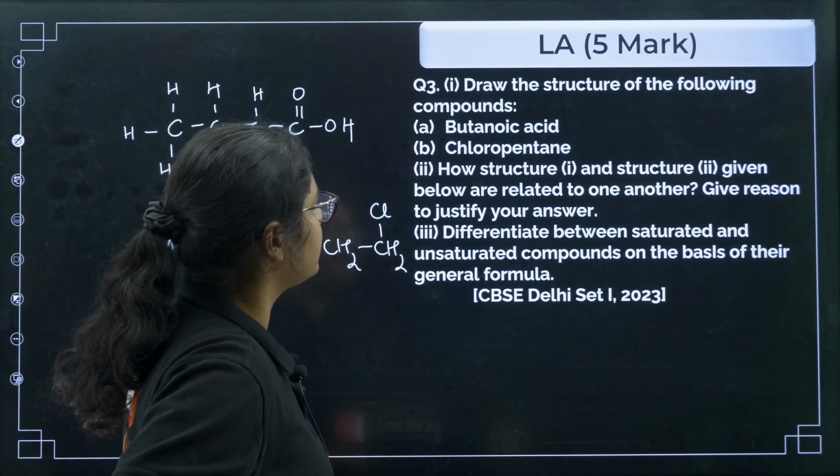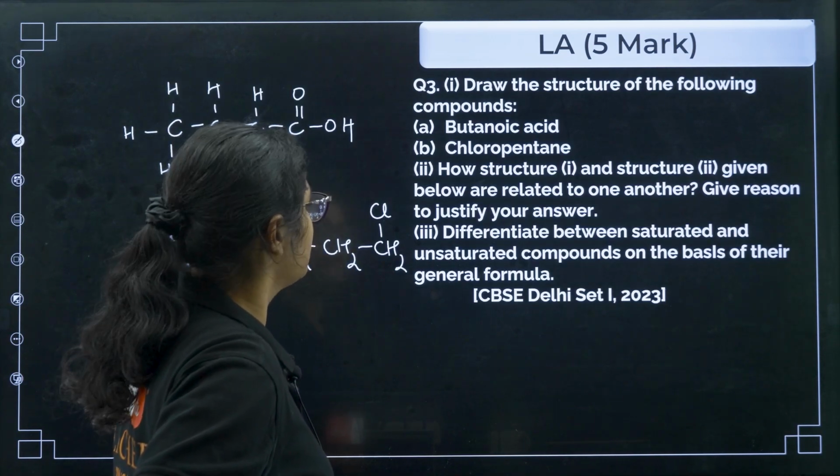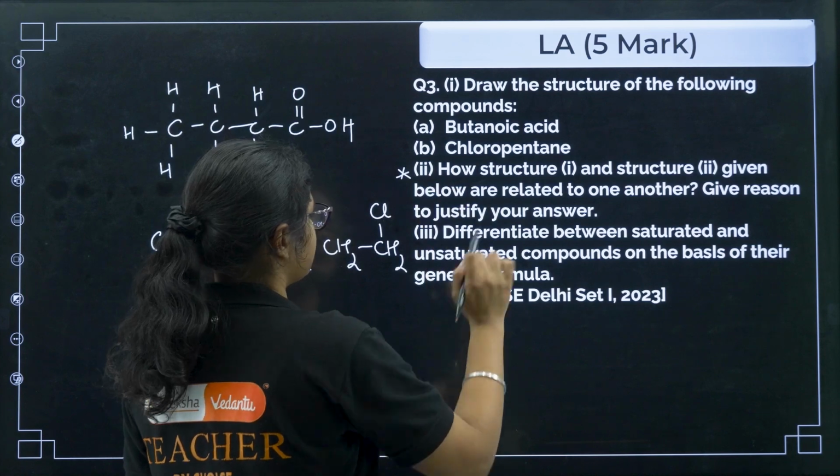Okay, the structures given below are related to one another. Give reason to justify your answer. Okay, so I think this question is incomplete. The structure is not given.